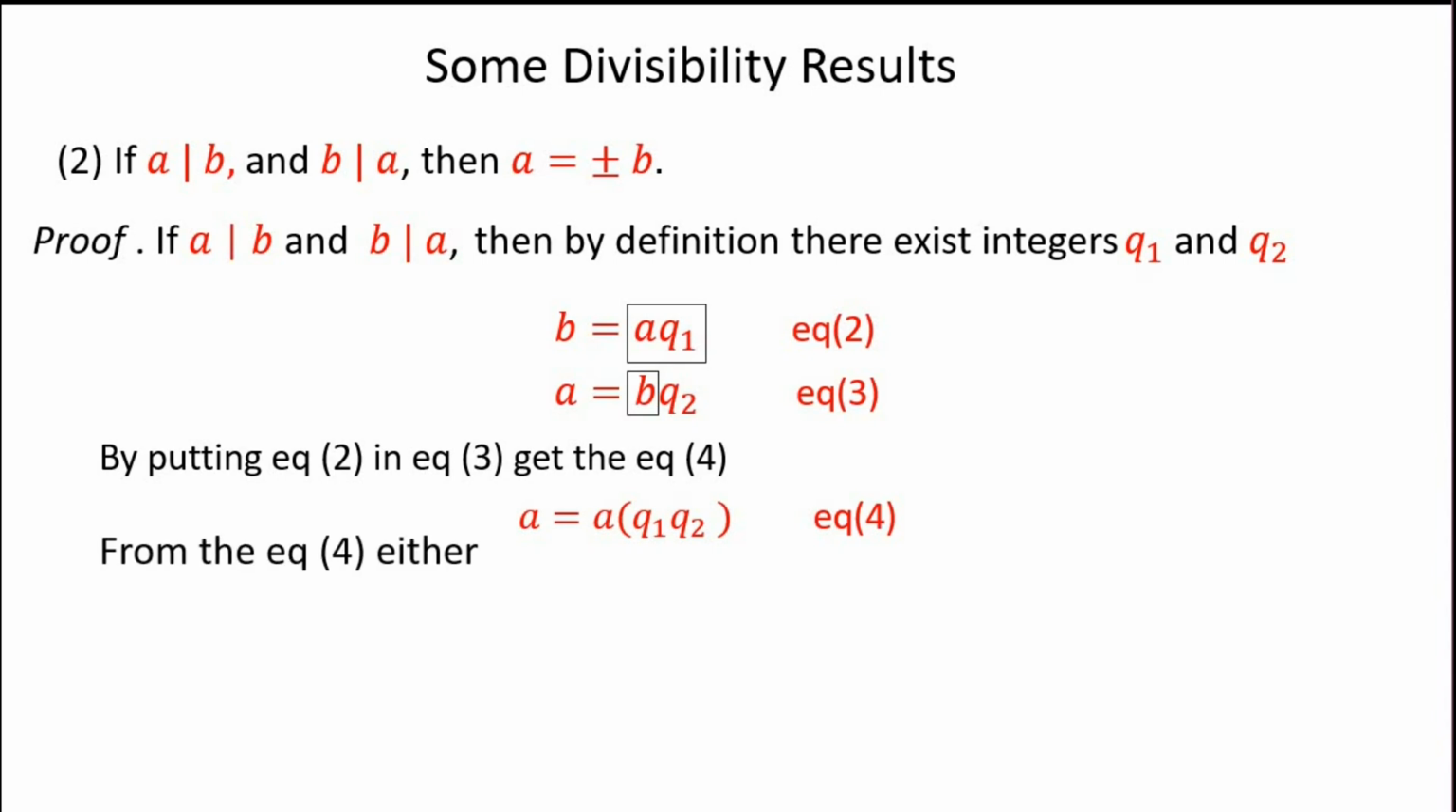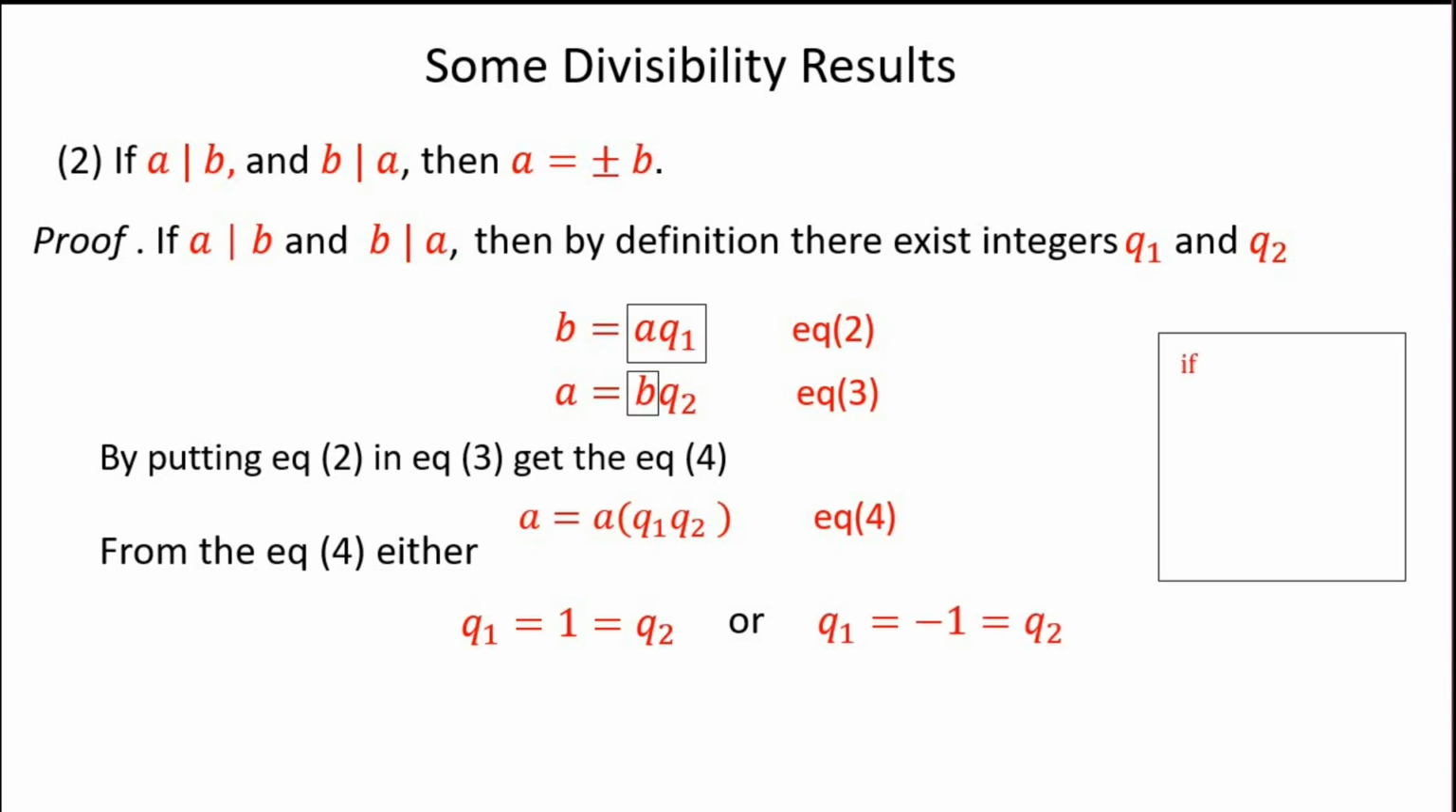Since q1 and q2 given in equation 4 are integers, there are two possibilities: either q1 equal to q2 equal to 1, or q1 equal to q2 equal to minus 1. For instance, if a is equal to 2, then there are two possibilities: 2 equal to 2 into 1 into 1, or 2 equal to 2 into minus 1 into minus 1. There is no other possibility because here q1 and q2 should be the multiplicative inverse of each other, and 1 and minus 1 are the only integers whose multiplicative inverse exists in the set of integers.